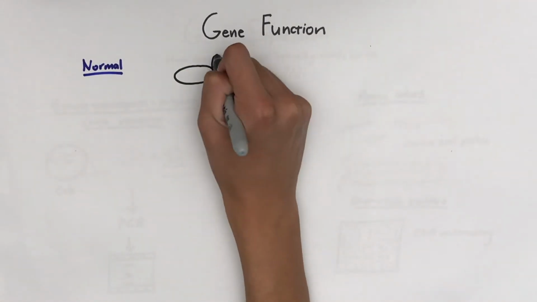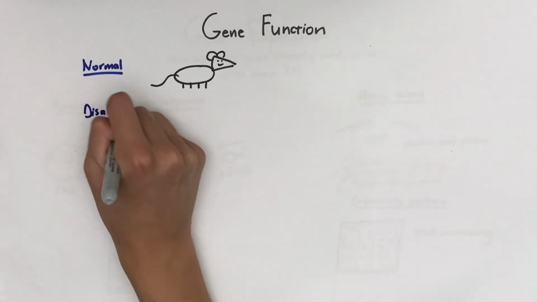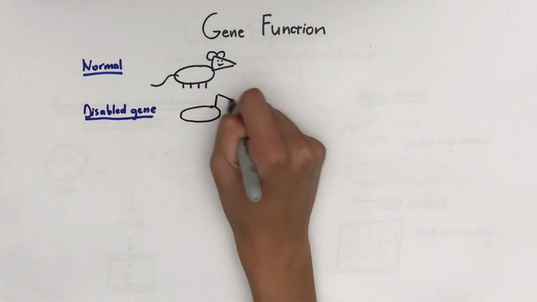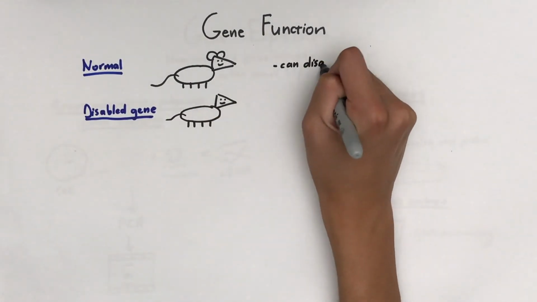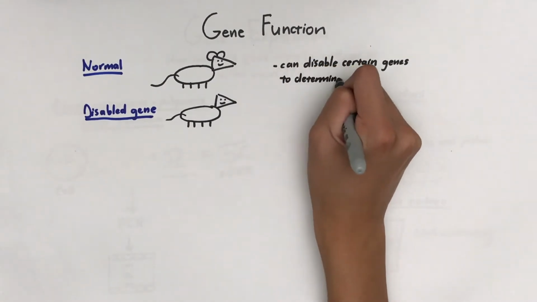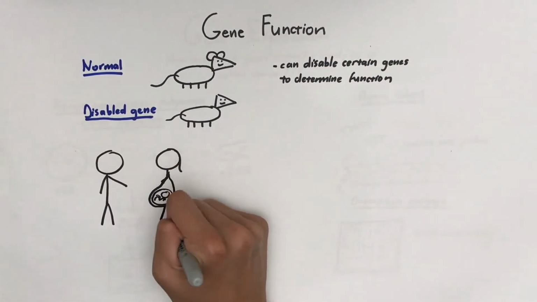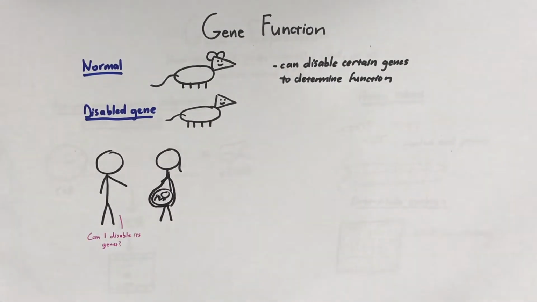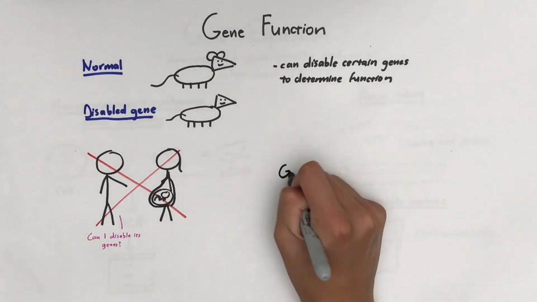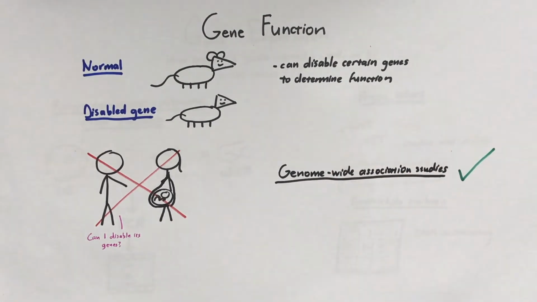The best way to do that is to see what happens if the gene simply doesn't work. Using in vitro mutagenesis or RNA interference, scientists can disable certain genes and then observe their effects in order to determine the function of the gene. However, since we kinda can't disable genes in humans and watch what happens, what we can instead do is test for genetic markers that are associated with disorders. This is called a genome-wide association study.